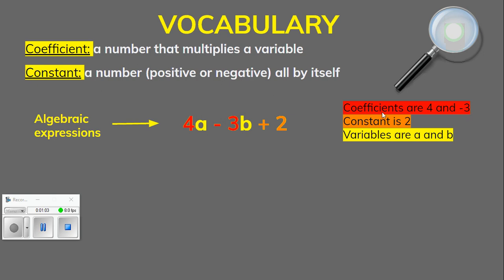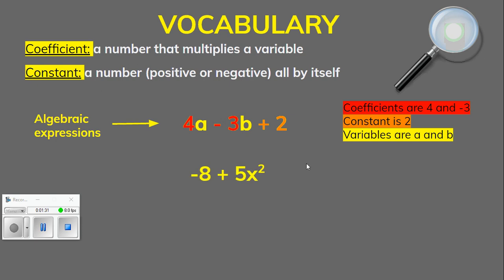So the coefficients, the numbers that are multiplying our variables, are this 4 and then this negative 3. The number that's all by itself is the orange 2. It is a positive number, so we have a positive constant here. And the variables are the letters a and b. So the number being multiplied by a is a 4. The number being multiplied by this b is this negative 3. So again, the coefficients are 4 and negative 3.